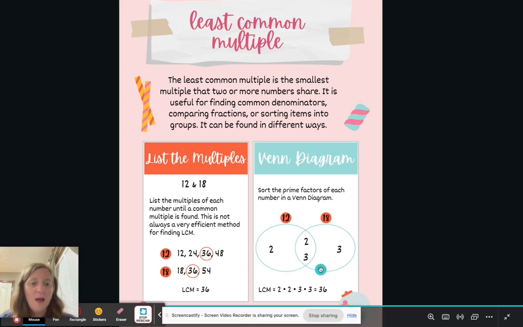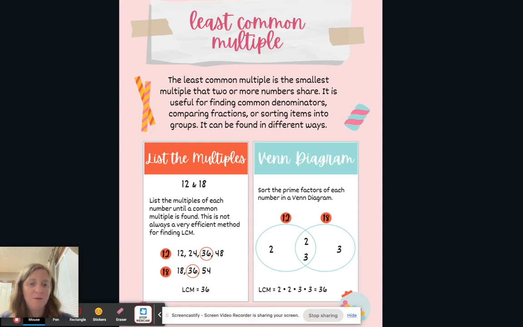makes sense. So pause the video, take notes, and then come back and we're going to do some practice problems on IXL where we're going to be finding the least common multiple.